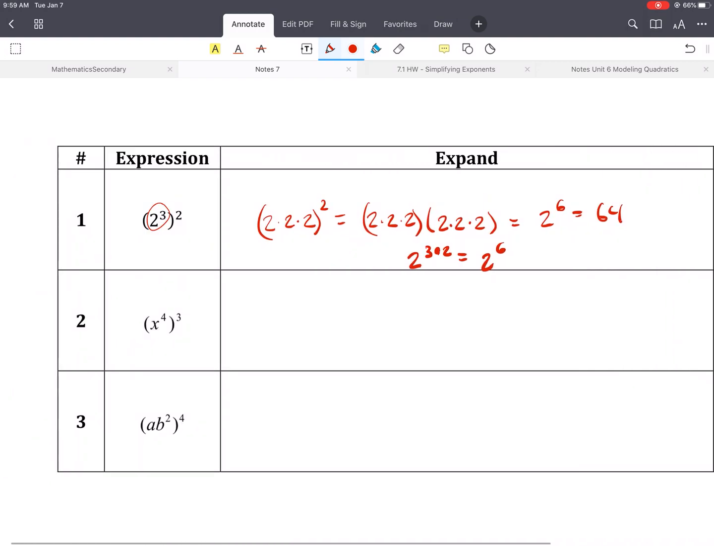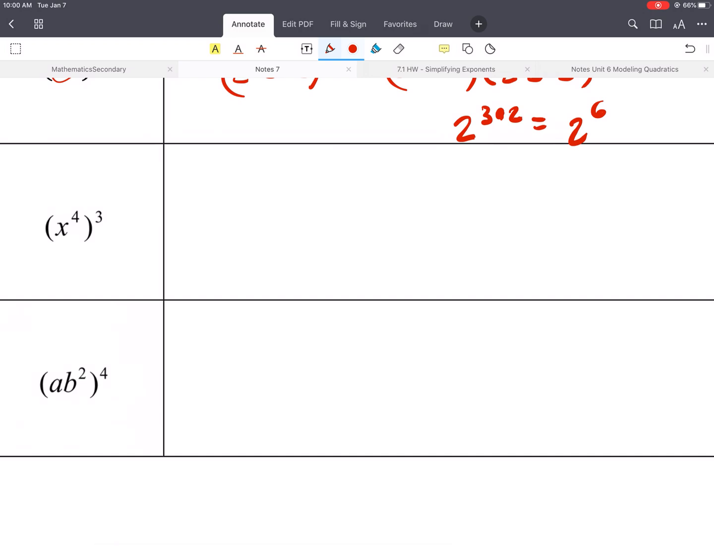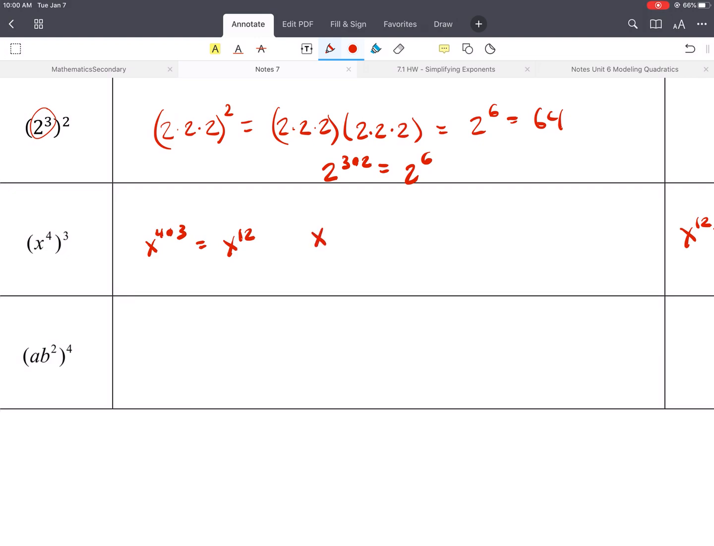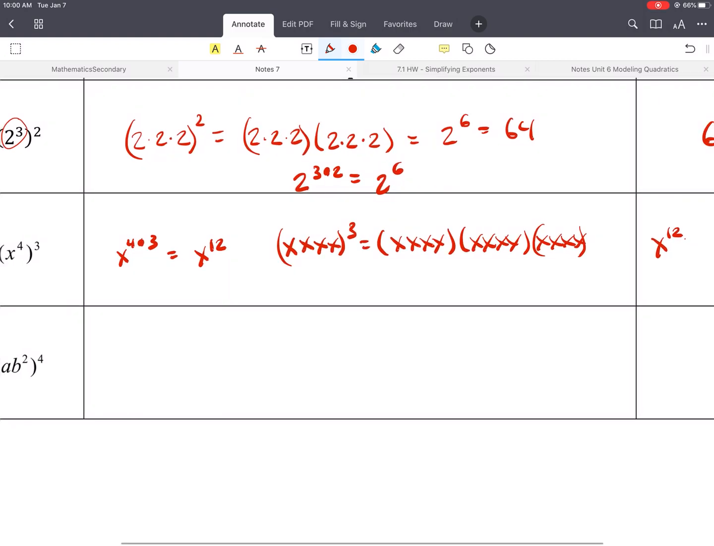Okay? Here's another one with variables. So the easiest way would just be x to the 4th, times 3 gives you x to the 12th. Okay, so that would be our x to the 12th. If we were to expand it, we would end up having x times x times x to the 3rd, and then we need to expand that even further: x times x times x times x, 3 times. Okay, and you'd still end up getting 12 x's, so that would be x to the 12th.